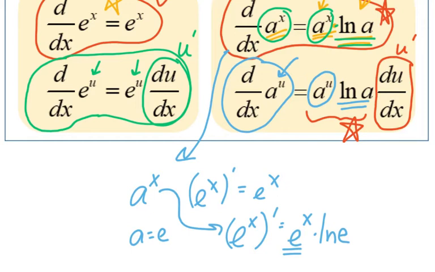Now, do you remember your log properties? Do you remember what the ln of e is? Remember, ln is a base of e, so the ln of e just turns into 1. And 1 times e to the x is just e to the x. So that's why the derivative of e to the x just gives you e to the x, even just using our new formula.